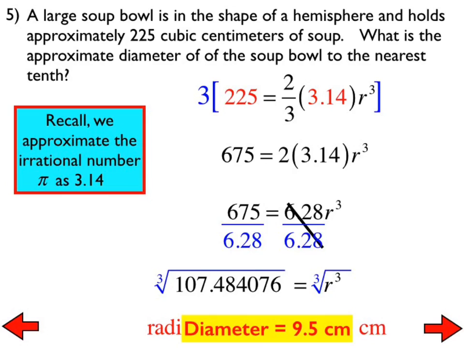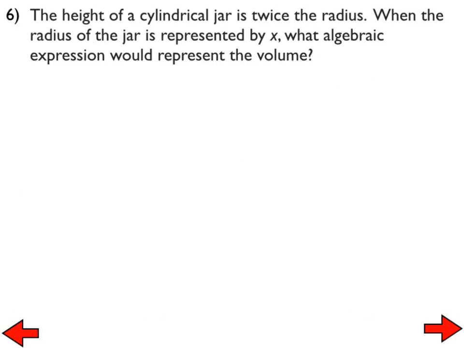There's a lot going on in that problem. All right, our last problem for today. It says the height of a cylinder jar is twice the radius. When the radius of the jar is represented by x, and I haven't switched over yet because I know a couple of you are still copying some stuff down. When the radius of the jar is represented by x, what algebraic expression would represent the volume? So with number 6, I want you to work with your shoulder partner and come up with an algebraic expression that would represent the volume if the height is twice the radius and the radius is represented by the variable x. I'll give you a couple of minutes.